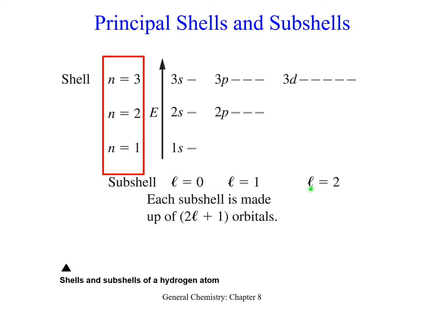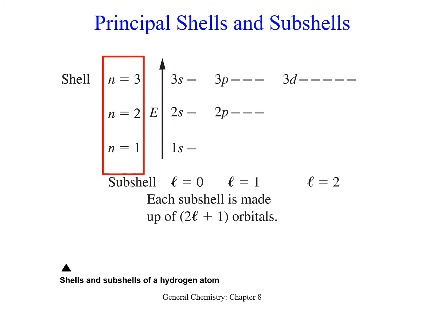So the subshells would be L is equal to s, p, and d. And the shell electrons would be according to the quantum level where they exist. We're looking at quantum levels from the lowest energy to the highest energy. The lowest energy, of course, is closest to the nucleus, and so n is equal to 1.